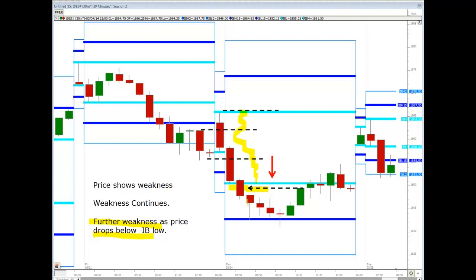Now, as prices continue to drop, remember, this level has been established. Once these are in place for the first hour, we know exactly where this is in terms of the 150%, and I know exactly where the 200% is, and they become targets for me. So if this weakness continues, I would anticipate my next target to be right here at the 200%, the 150% IB low level. And sure enough, price continues and drops.